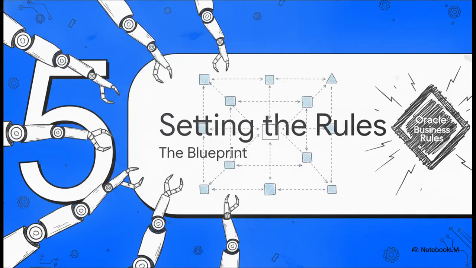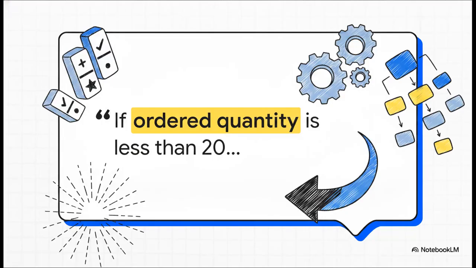All right, Section 5, the blueprint, setting the rules. So, Oracle Business Rules operate on what's called a forward chaining inference cycle. It uses standard if-then logic, but it is super dynamic. When an if condition is met, the then action triggers. But here's the magic part. That action can generate entirely new facts in the system, which then cascade into triggering even more rules. The cycle just keeps going until no more rules can be fired, ensuring every single possible policy is applied automatically.